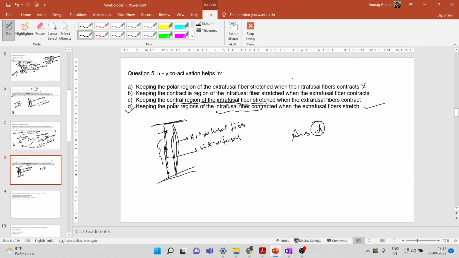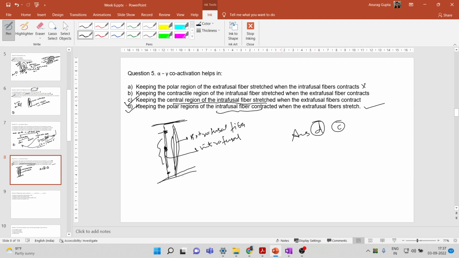Let us also discuss answer C. Why C is wrong. Keeping the central region of the intrafusal fiber stretched when the extrafusal fibers contract. I think even this is correct. So I think both these answers are correct. The answer should be C as well as D.